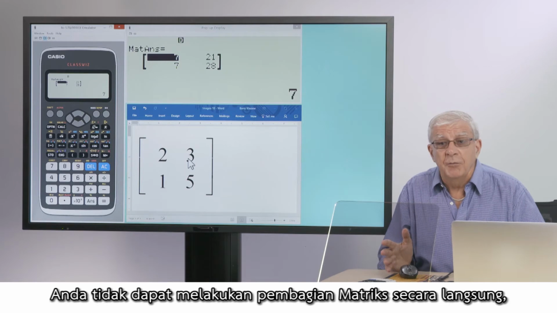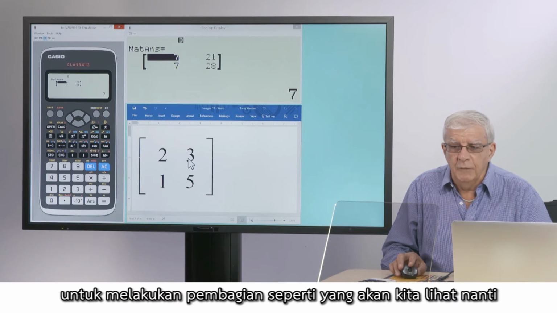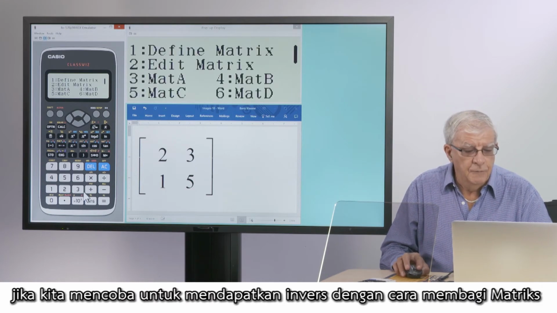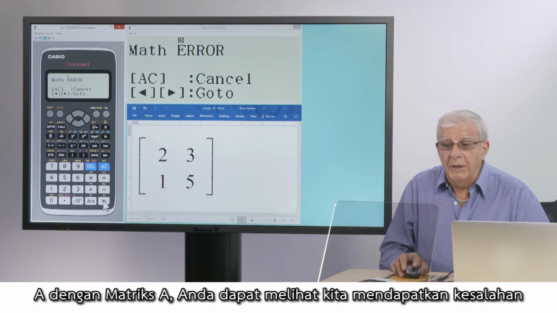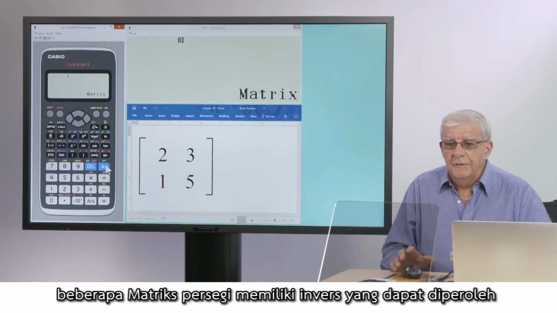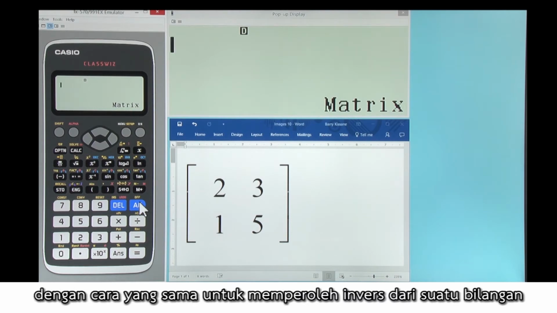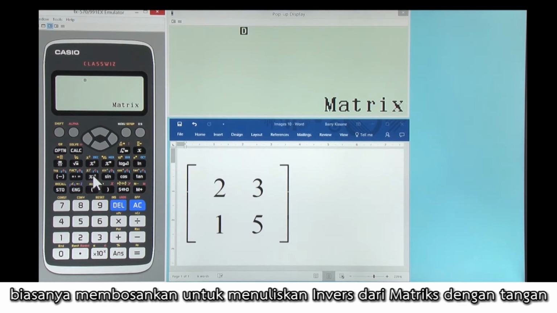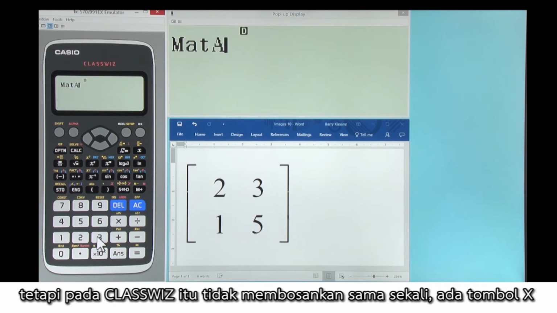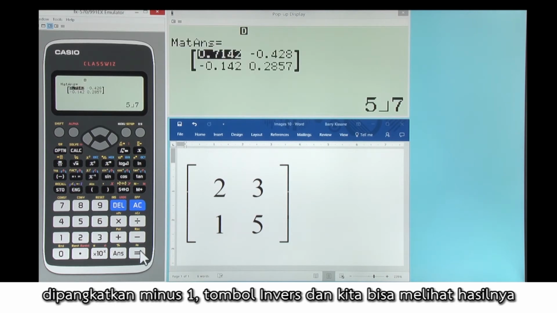You cannot perform division of matrices directly either, but you can use inverses to perform division, as we will see later. If we try to get an inverse, a division of matrix A by matrix A, you can see we get an error. Some square matrices have an inverse, which can be obtained in the same way that the inverse or reciprocal of a number is obtained, using the x to the minus 1 key. It's usually tedious to find an inverse of a matrix by hand, but on the ClassWiz, it's not tedious at all. There's the x to the minus 1 key, the inverse key, and we can see the result.